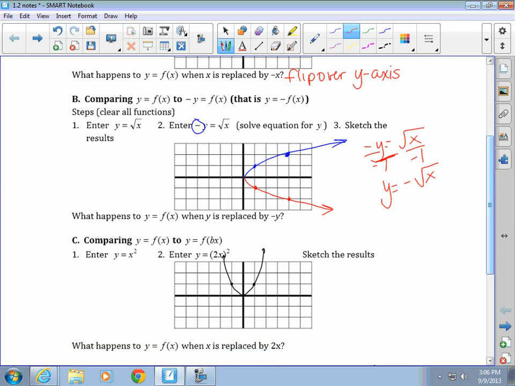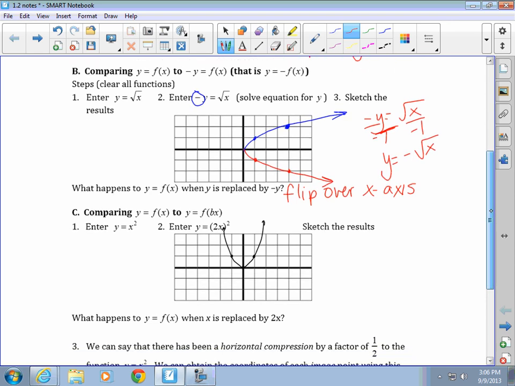So what happens to our graph when we replace y with a negative y? Where did it flip? It flips over the x-axis.